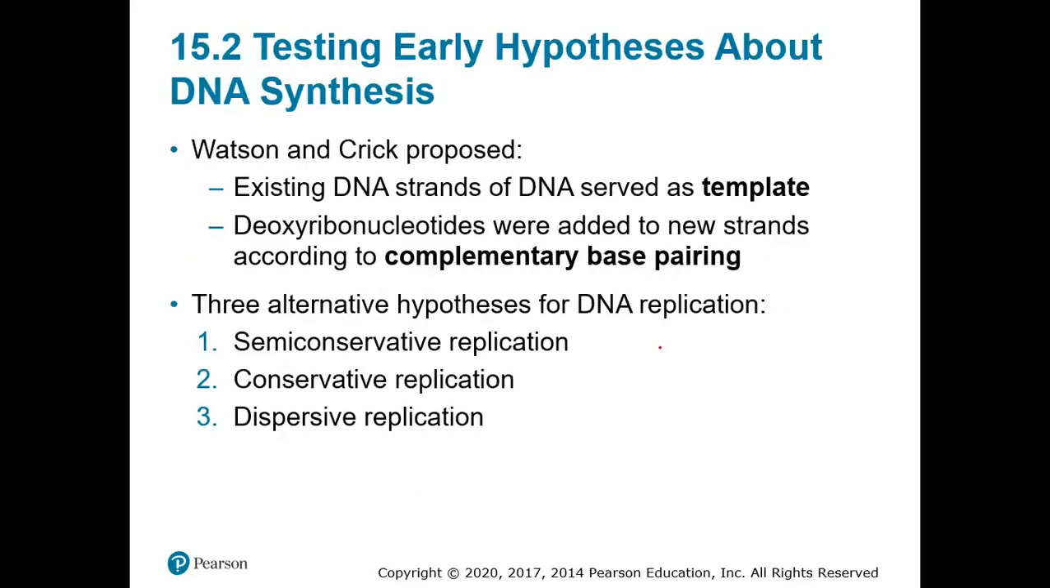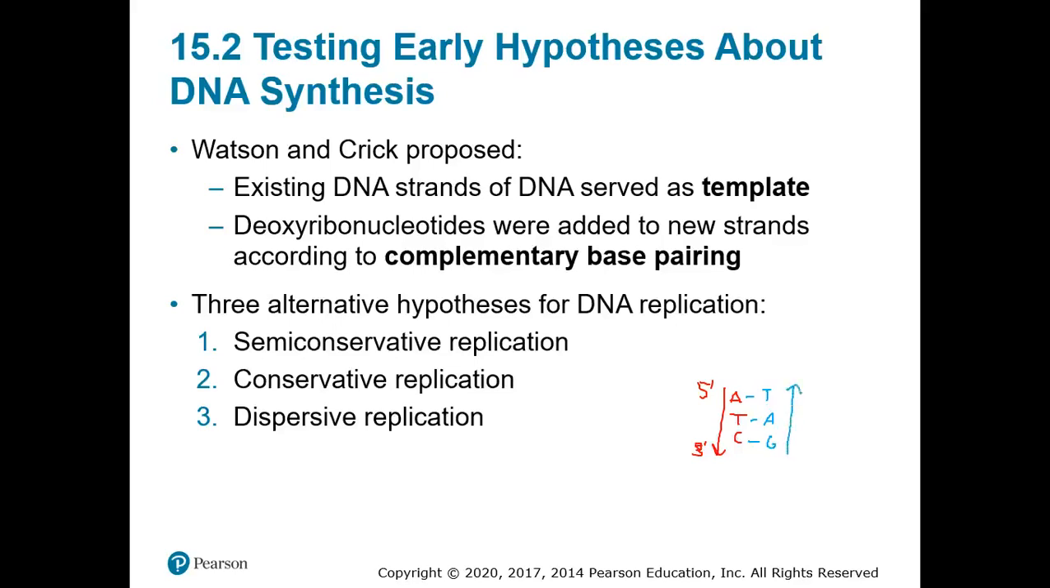So there were some early hypotheses about DNA synthesis, mostly proposed by Watson and Crick, and they believed that our existing DNA strands served as a template. So essentially, one strand of our DNA would be the template, and through the base pairing rules, we would be able to use those rules in order to build our new strand off that template. So A binds with what? T. T binds with what? A. And C binds with what? G. Okay, so we used our template in order to build our new strand.